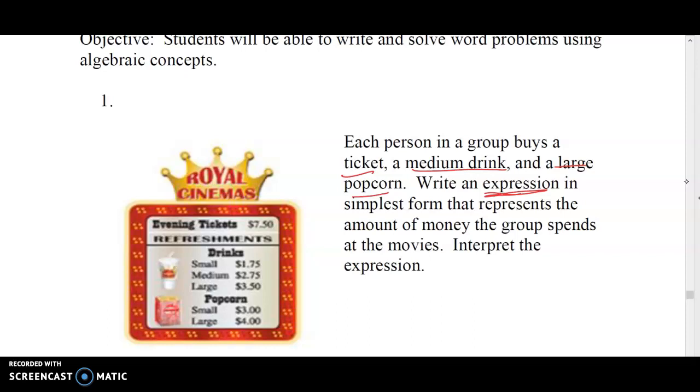So whenever a word problem needs an expression or an equation, we're going to have to write what's called a let statement. Your let statement says, let x equal, what is it going to represent? It's always what the question is asking you to find. So here we're going to represent the number of people, because that's what we don't know. We know that each person bought a ticket, a medium drink, and a large popcorn, but we don't know how many people that was. So we're going to let x equal the number of people.